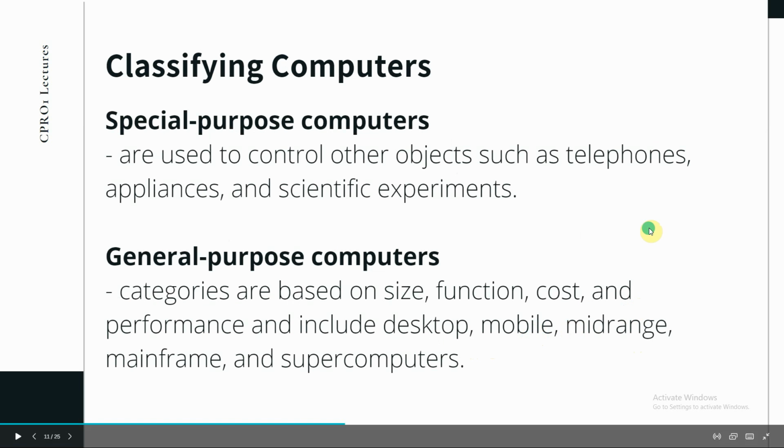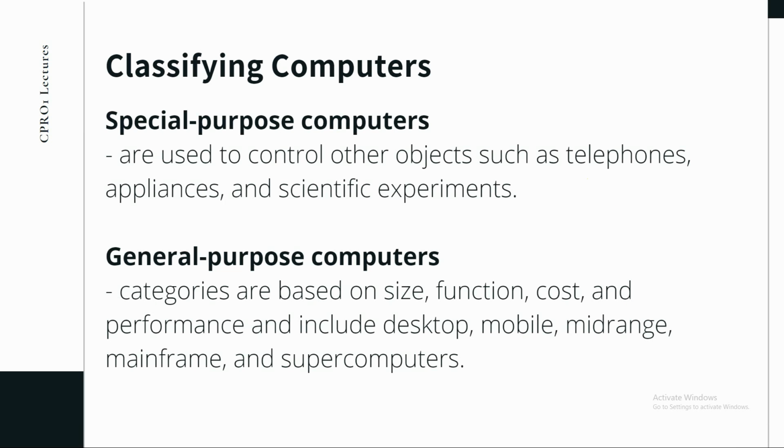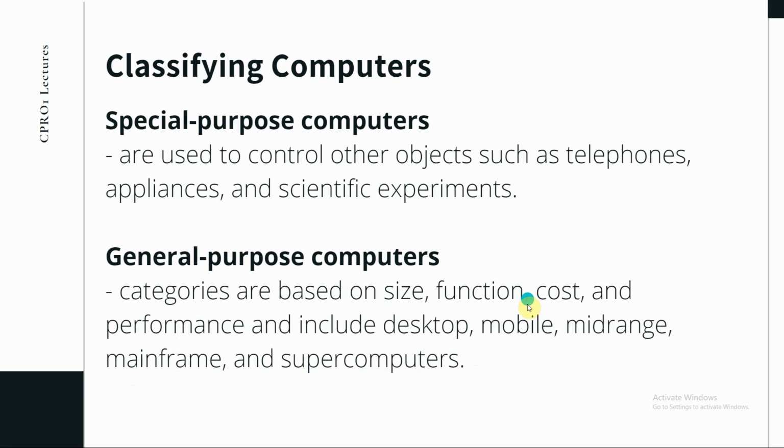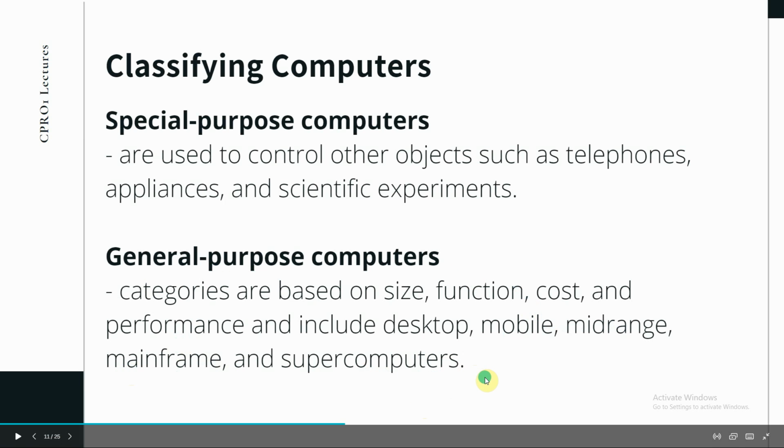And for classifying computers, we classify them basically as special purpose and general purpose. Special purpose, as the term defines, is used to control objects with specific functions such as telephones, appliances, and scientific experiments. General purpose computers are categorized based on size, function, cost, and performance, and include our basic desktop computers, mobile smartphones, mid-range computers for businesses, mainframes, and supercomputers. Going back to the basic function, they all do the processing cycle which we defined earlier.